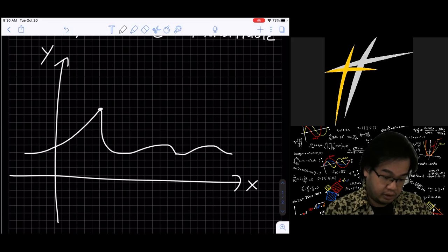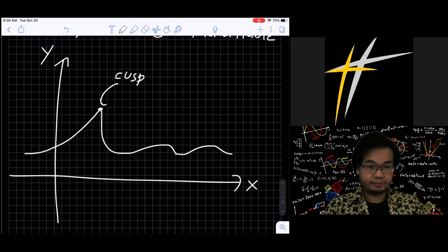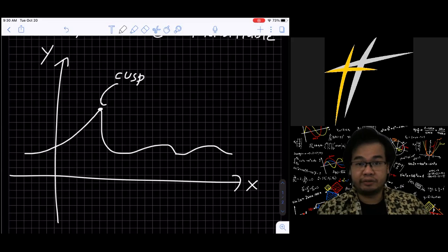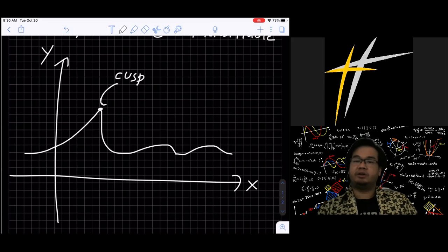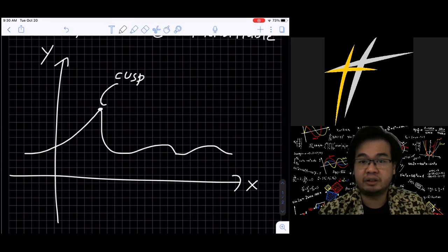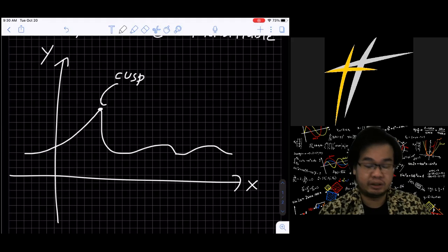There is a, what is this called? Remember, it's called a cusp. Yeah. Okay. Now back to the basic meaning of the derivative. What is the meaning of the derivative graphically? The meaning of the derivative graphically is basically the slope of the tangent line, right? The slope of the tangent line.